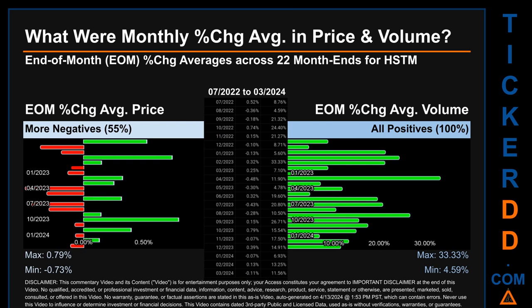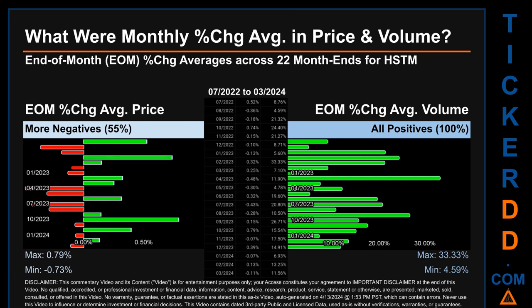What were end-of-month percentage change averages in price and volume for HSTM? The monthly average of percentage change in price and in volume were calculated for each of the 22 month ends. That calculation took daily percentage changes and averaged them for each given month. If a month end came out negative, then it means that the month summarily saw a negative change.